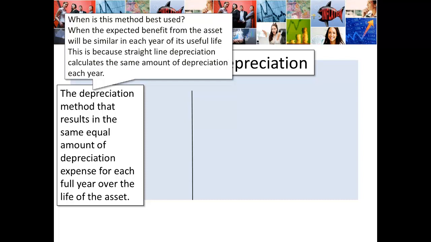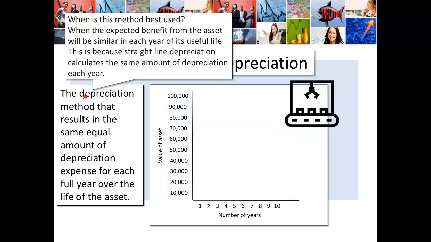So for example, a computer or a car is going to lose a lot of its value in the first year, first 2 years, first few years. It might not make sense to do straight line depreciation in that instance. Whereas office furniture, say a desk, is not going to lose much of its value over that first few years. It's going to be equal, similar in each year of its useful life.